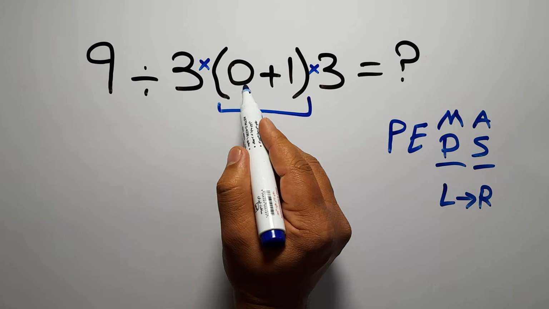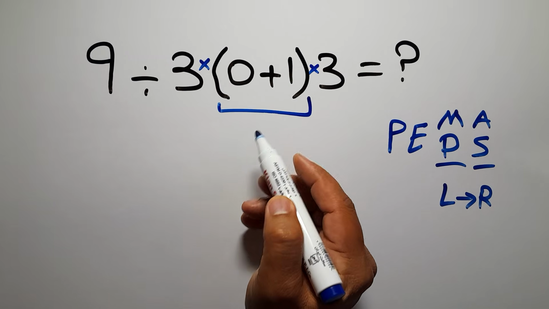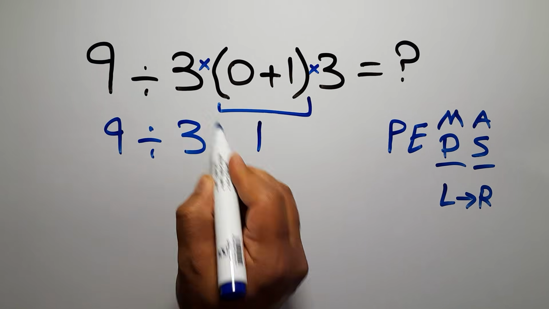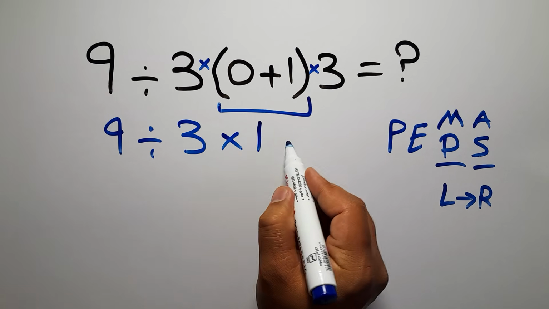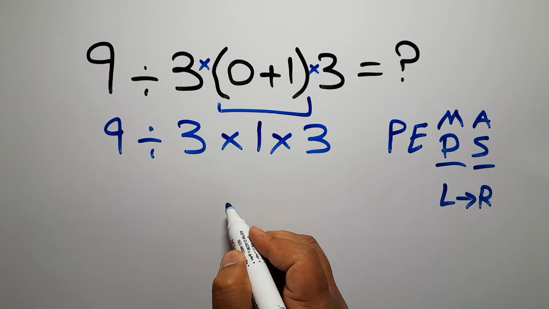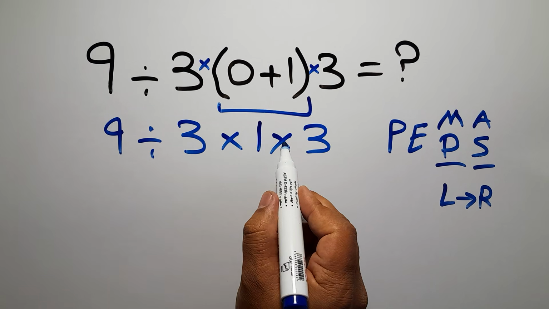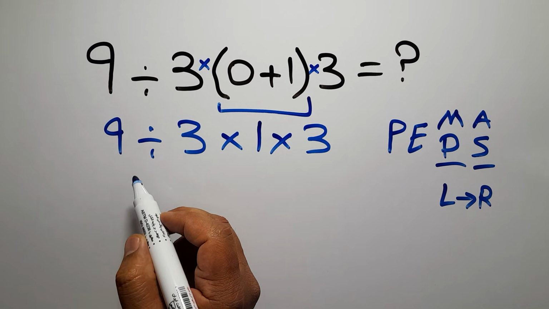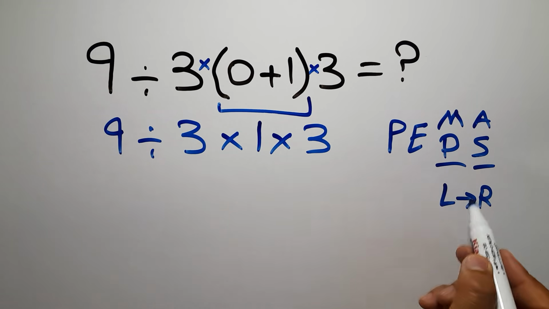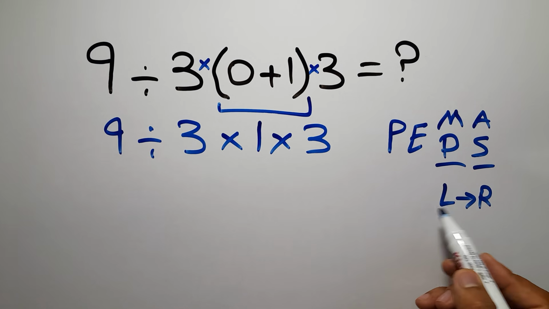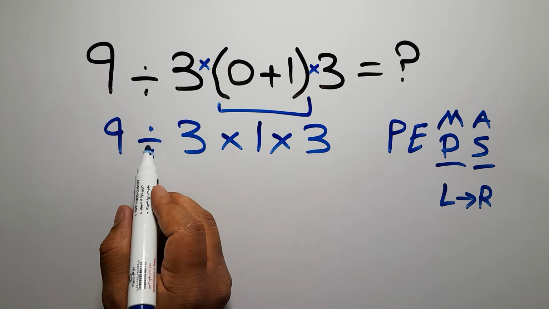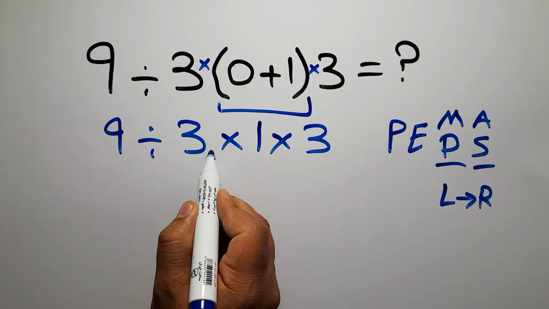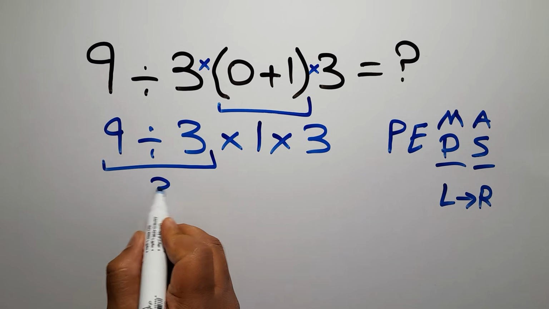Inside this parentheses, we have 0 plus 1, which equals 1. So 9 divided by 3 times 1 and times 3. Now we have 2 multiplications and 1 division. As I said, multiplication and division have equal priority and we have to work from left to right. So now we have to do this division, 9 divided by 3, which equals 3.